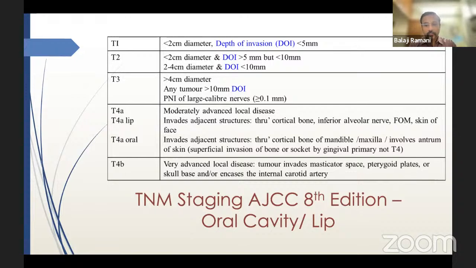That is going to go into T2. Plus, in addition, when you have a tumor which is less than or equal to 2 centimeter, but the depth of infiltration is greater than 5, less than or equal to 10 millimeter, this will also come under T2. We will have two things as far as the T2 is concerned. So you look at it here.